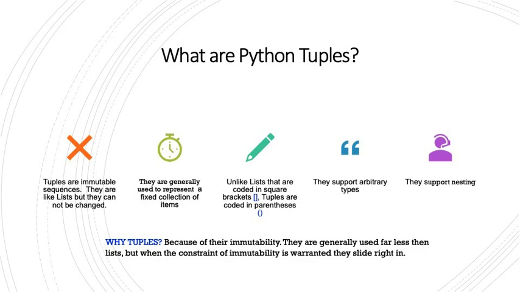So what is this object, this data type, tuples, all about in Python? Tuples are immutable sequences. They are like lists, but they cannot be changed. They are generally used to represent a fixed collection of items. Unlike lists that are coded in square brackets, tuples are created by using parentheses. They support arbitrary types, and they do support nesting.